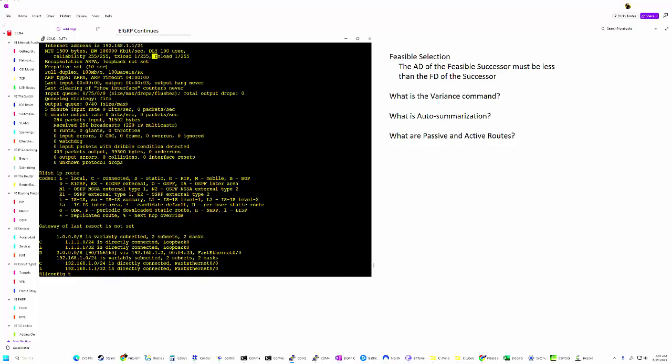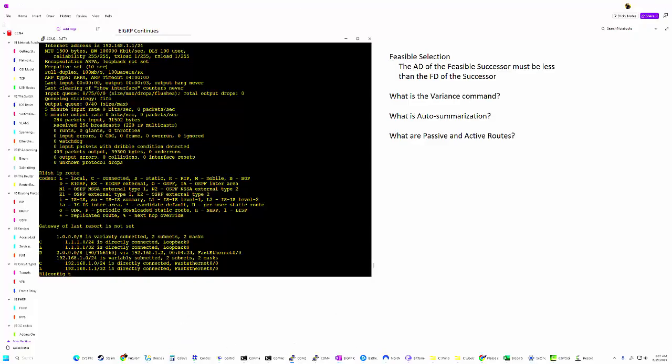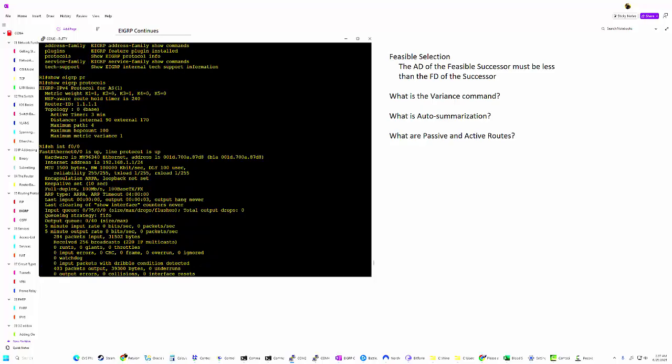And your load is the load of your interfaces. The higher the load, the higher the number on the left hand side. 255 out of 255 load means it's saturated. You're at 100% capacity. And your MTU. Hold on. Your MTU, where are you? There it is. That's just your MTU.